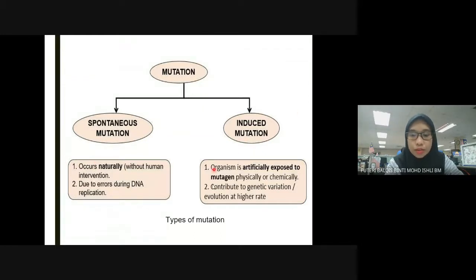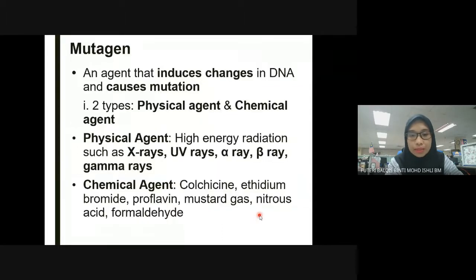Okay, induced mutation is when an organism is artificially exposed to mutagen physically or chemically. So dia dah expose sendiri kepada mutagen. Mutagen adalah bahan yang menyebabkan berlakunya mutation. Okay, contribute to genetic variation or evolution at a higher rate. Okay, for example, mutagen kita ada dua lah. Kita ada physical agent and chemical agent.